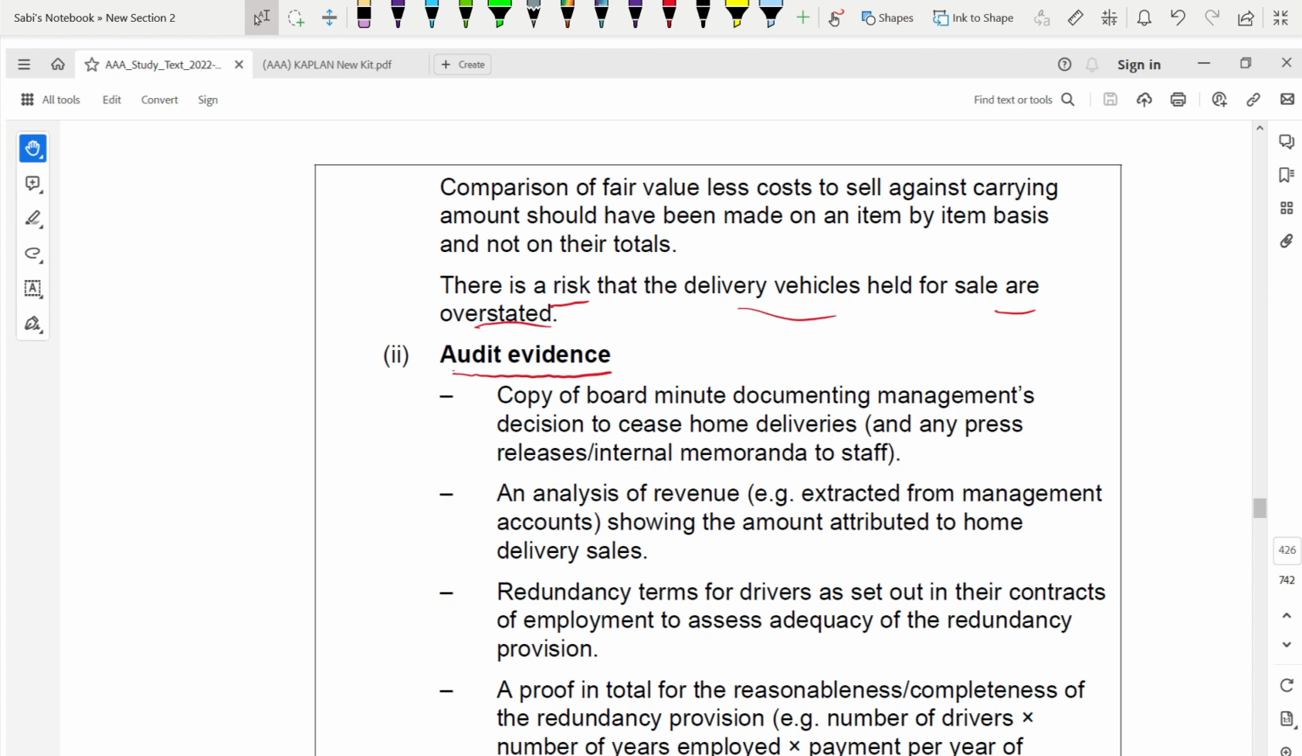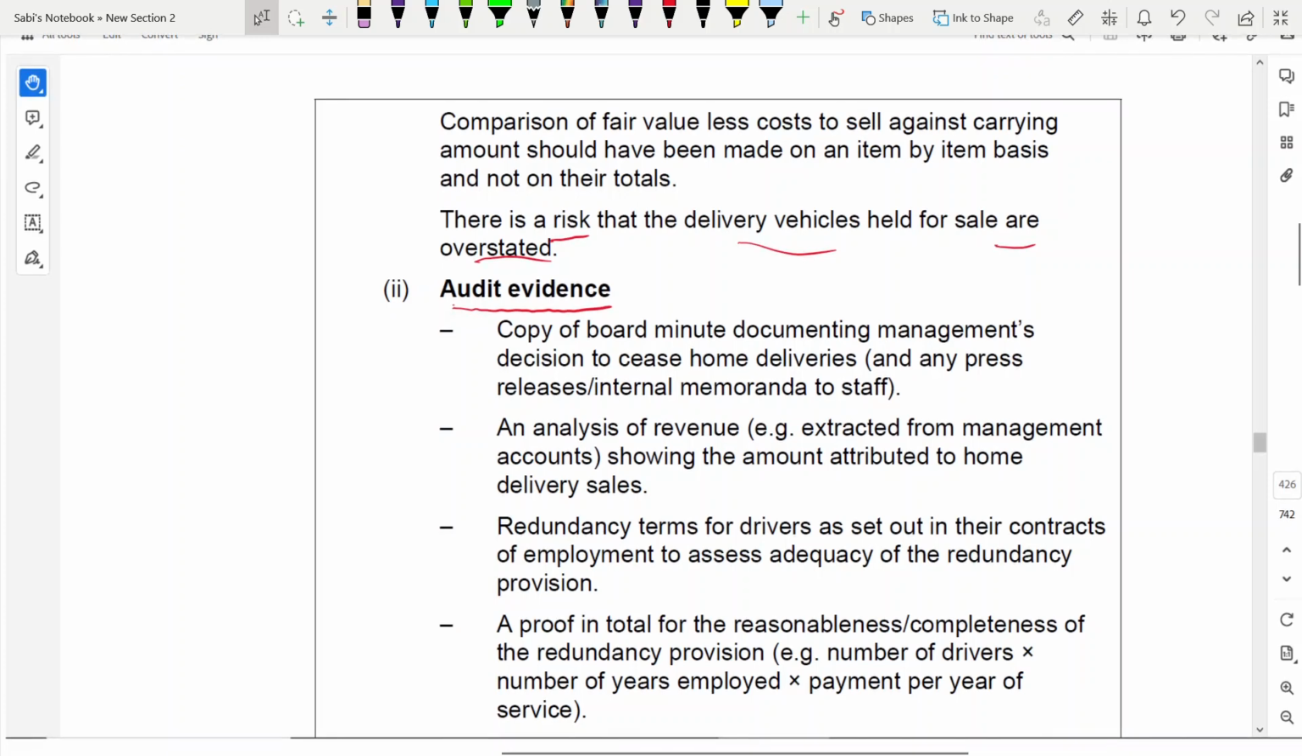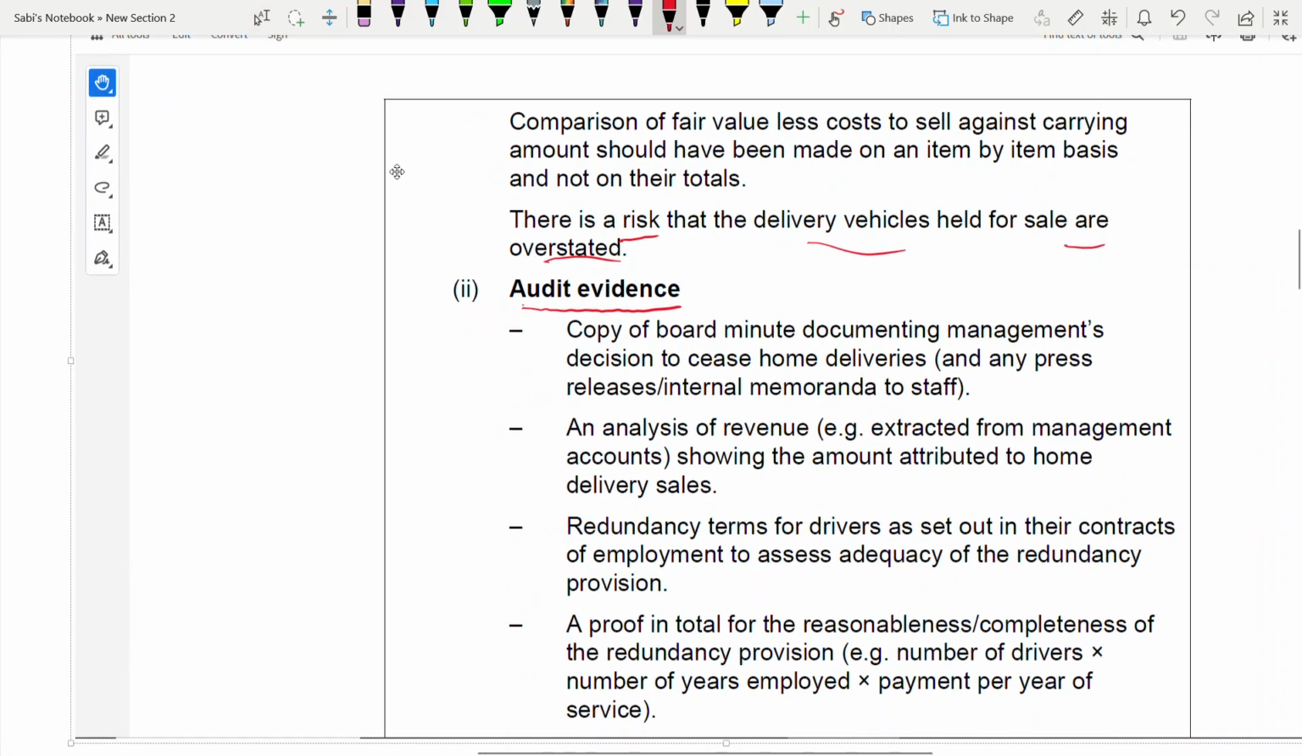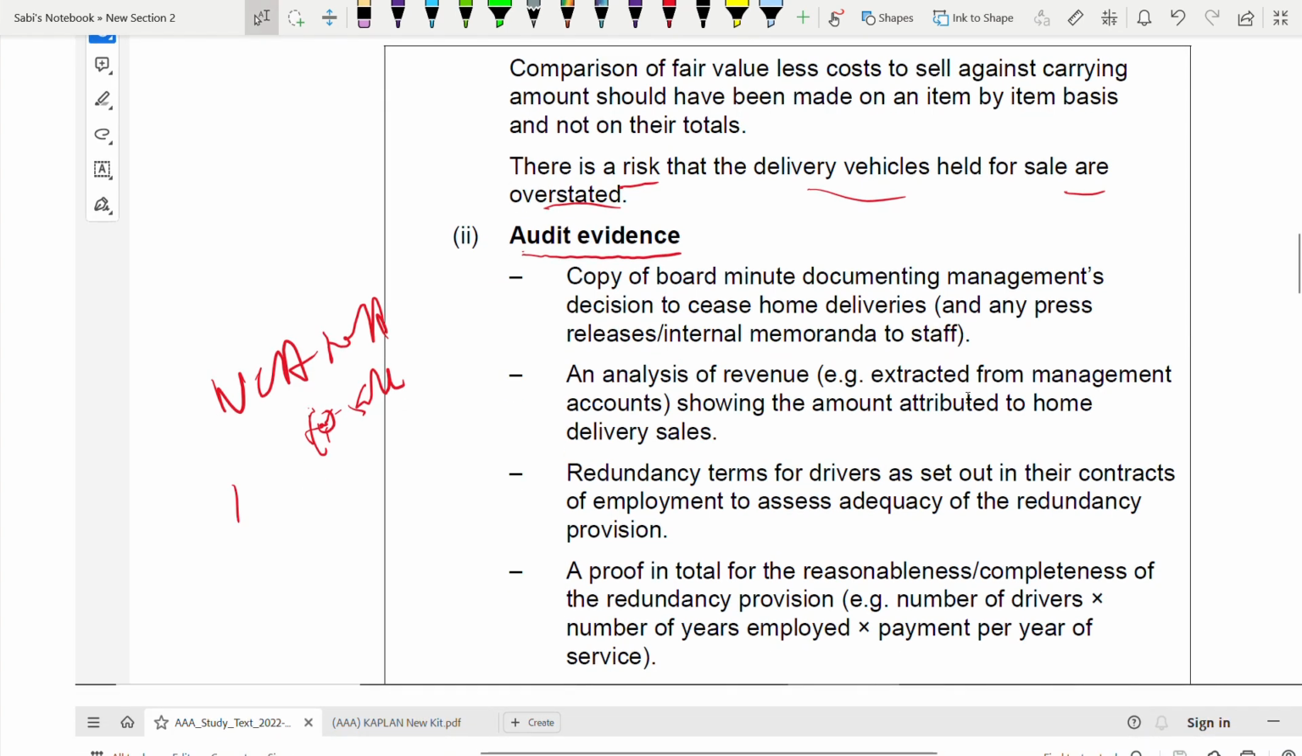Audit evidence. See, this is regarding non-current assets held for sale. Think about what things you might want to know from this, and you are making redundant your drivers also, provision also. You might want to know whether you want to seize. Because you have made a decision to seize home deliveries. Okay, I will write it on the other side.